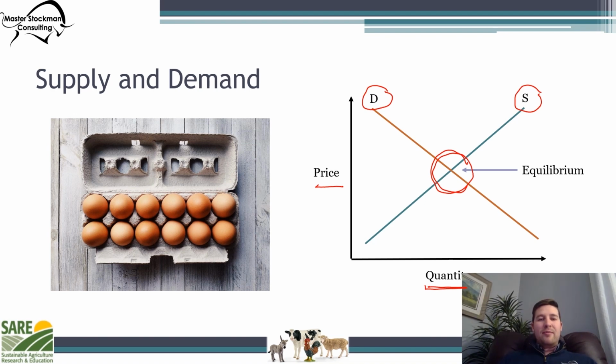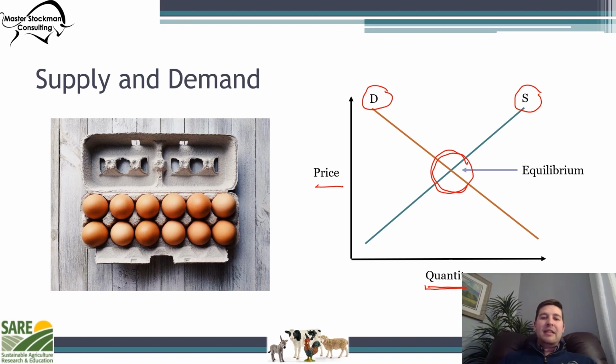Like with the farm fresh eggs, we're going to have to decide how much we want to sell the eggs for. And that could be per single egg, probably more likely by the dozen. But we need to find the best price to sell those eggs at. And for us, that's going to be the equilibrium. That's where the quantity that we're willing to supply equals the quantity that is demanded at a certain price. That's also where we're going to make the most money.